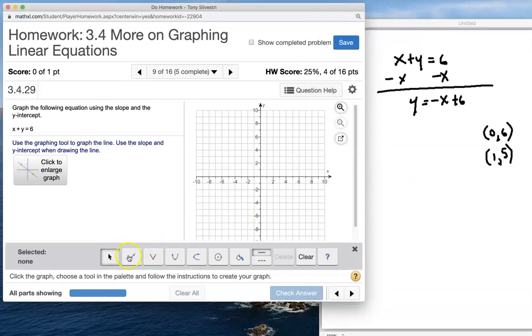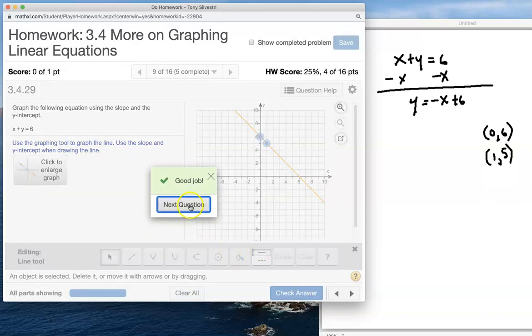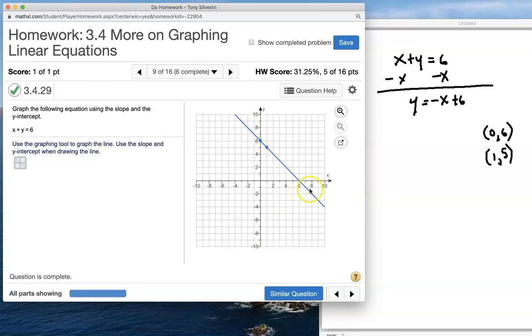0, positive 6. That's 1 point. Now 1, 5. 1, 5 is there. I'm going to click my answer. Good job. And you know, that sort of makes sense. The slope is going down because look at this number in front of the x. Negative 1. When it's a negative slope, it goes down. So at least we're graphing correctly.